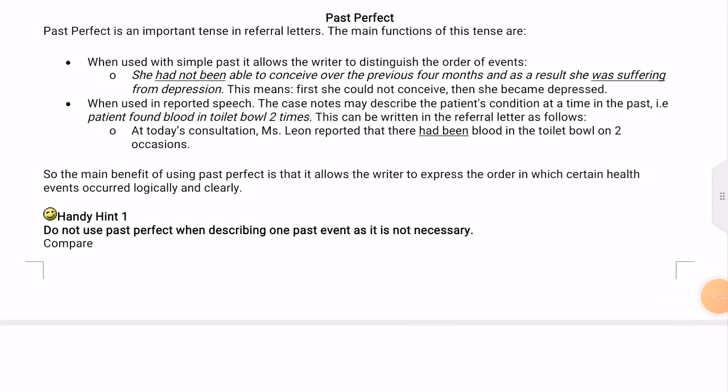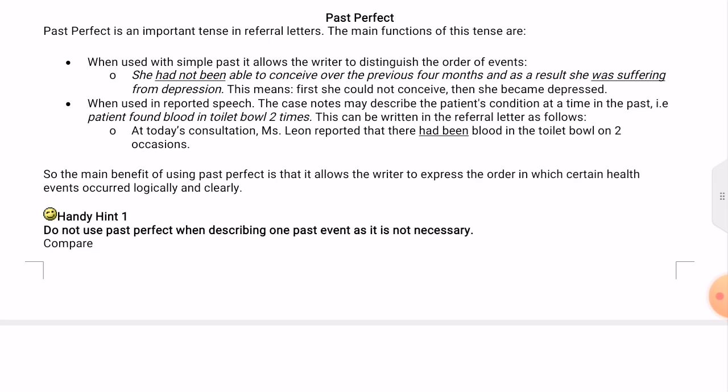Past perfect is an important tense in referral letters. The main function of this tense, when used with the simple past, is that it allows the writer to distinguish the order of events. She had not been able to conceive over the previous 4 months, and as a result, she was suffering from depression. This means first she could not conceive, then she became depressed.